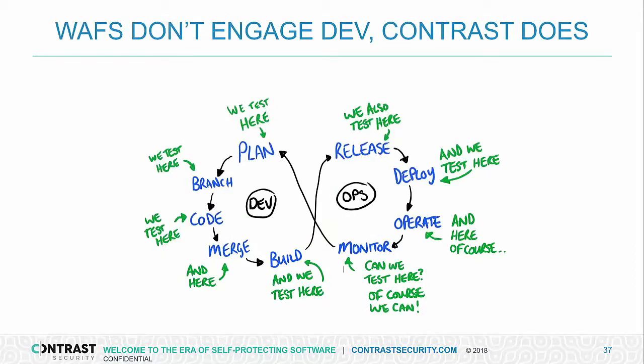Now, web application firewalls don't engage the development team, whereas Contrast does. So when you integrate security testing and you have the application self-defending, security tests can be done any place that other tests occur. So as people code, merge, and do their continuous integration tests, Contrast, because it's part of the application, can continually go through and assess these applications to help find vulnerabilities.